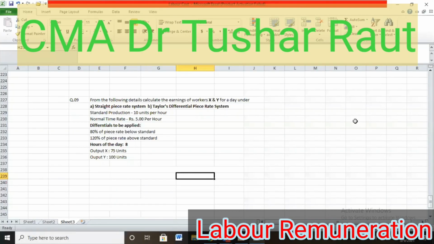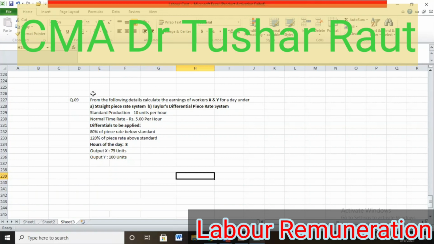So with the help of our formula, we'll try to implement it with an illustration. Illustration number 9. From the following details, calculate the earning of workers X and Y for a day under A, straight piece rate system, and B, Taylor's differential piece rate system.